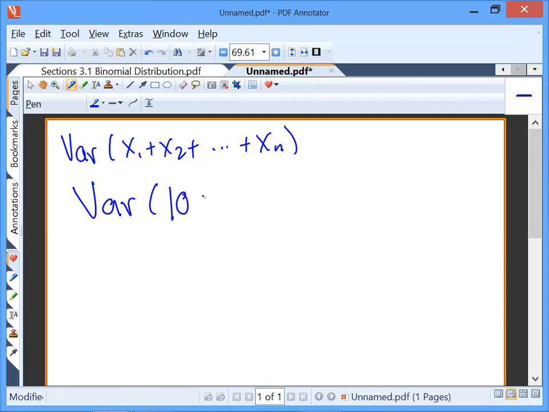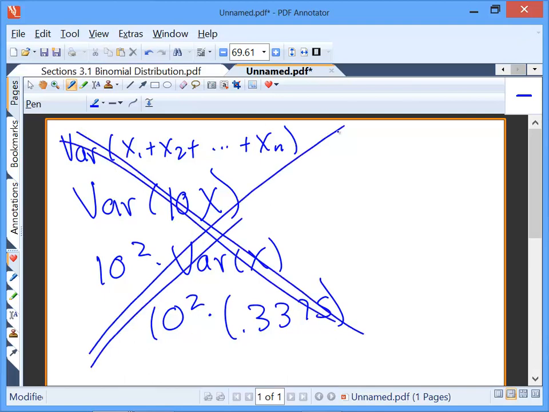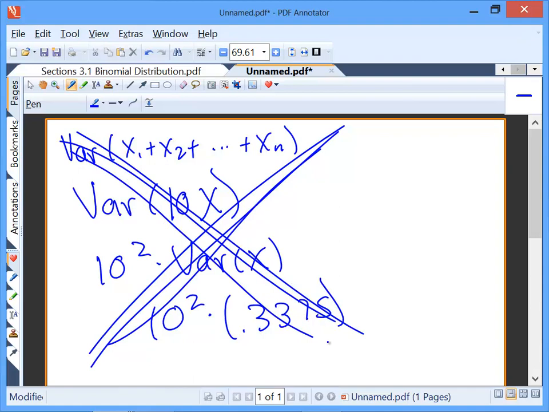of 10x. Now, using our rules, what has to happen to that 10? It comes out squared. So this would be 10 squared times my 0.3375. Notice, is that going to be a different answer than what we just got? This is the key thing here. They said, well, if I'm adding up 10 variables, that's the same thing as timesing my variable by 10. But it's not. This does not work. So make sure that you don't try and take too many shortcuts.